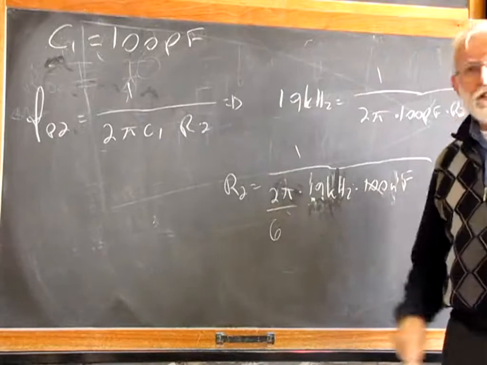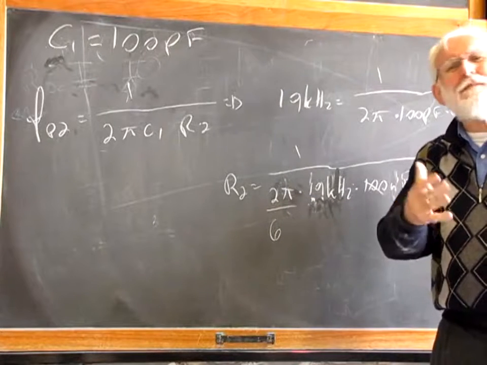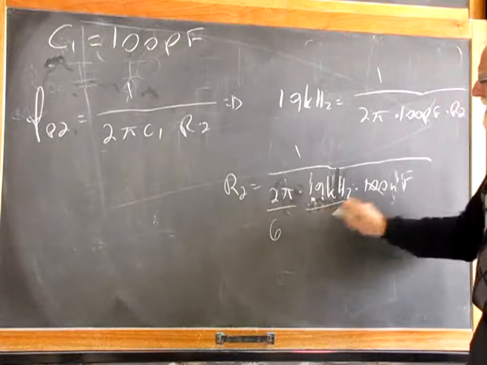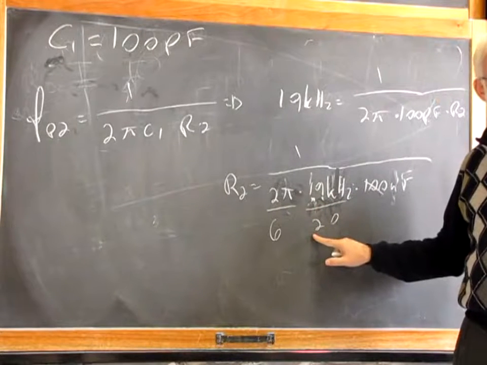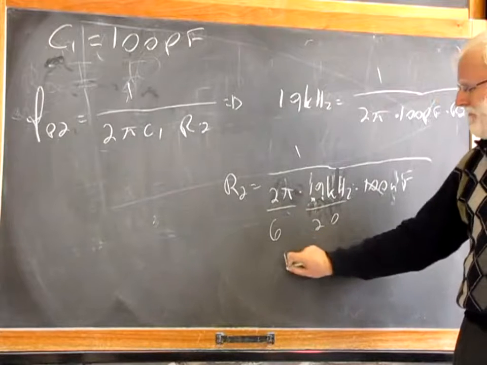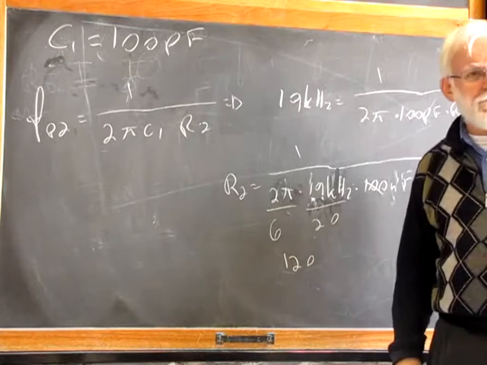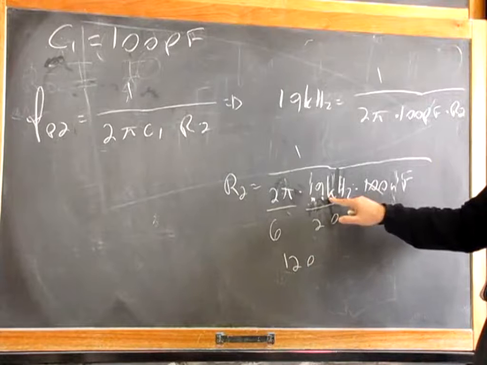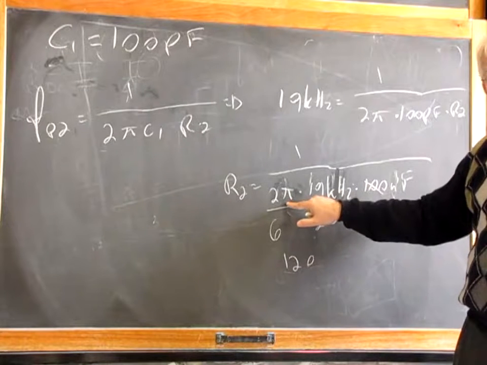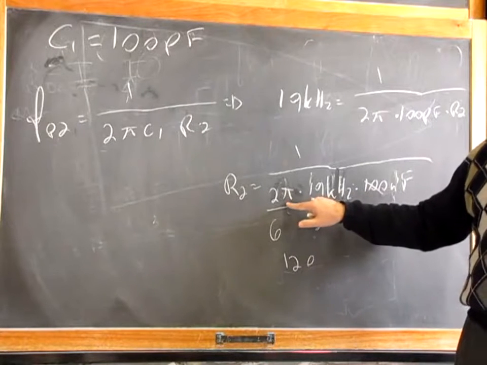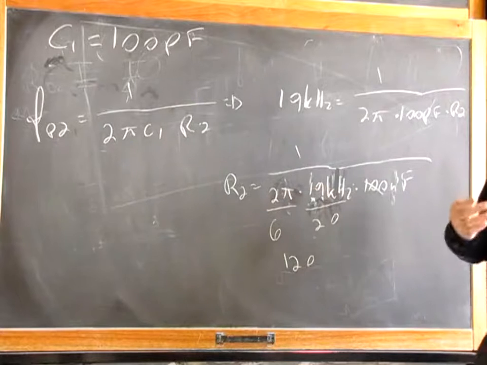2 pi is 6, more or less, within 5%. This is 20. 6 times 20 is 120. Oh, by the way, 19 is 5% less than 20, and 2 pi is about 5% more than 6. And so these 12s cancel out.